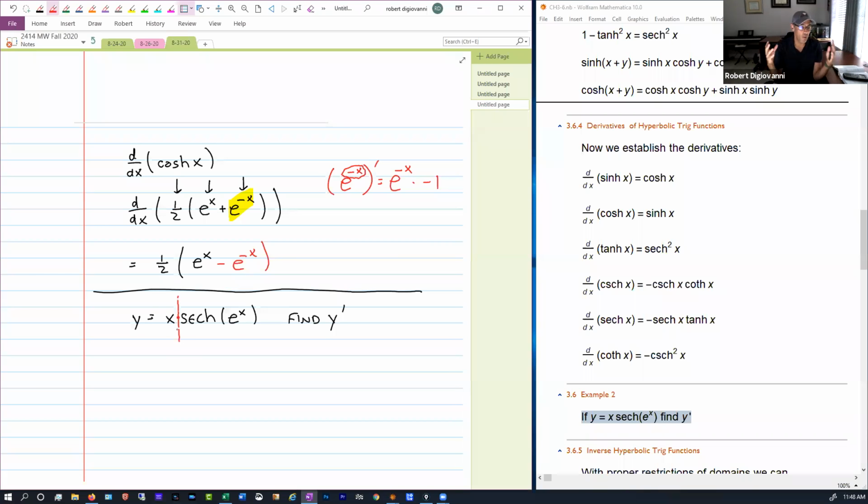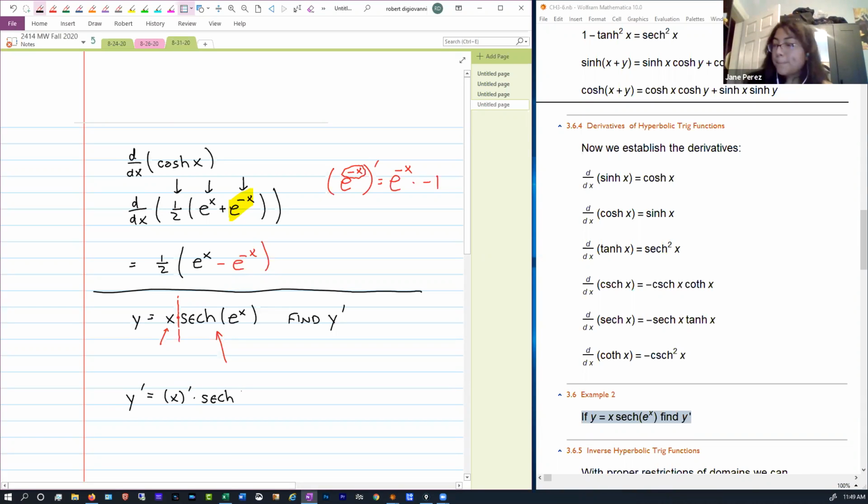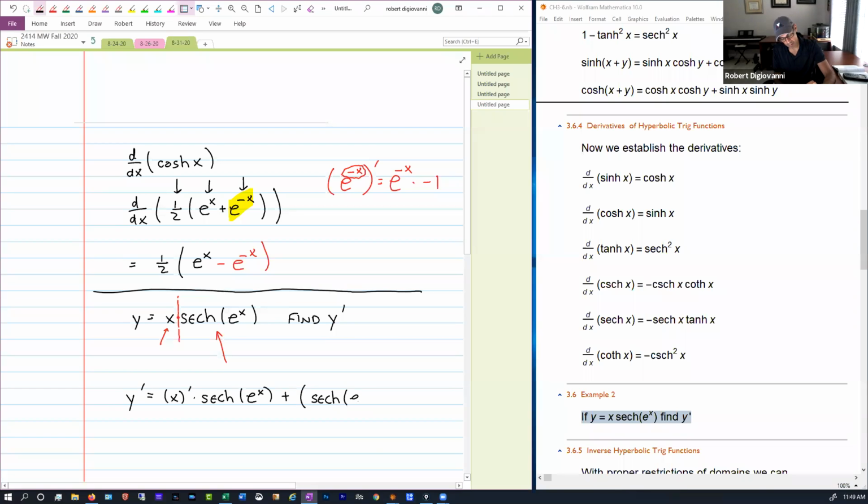Now, within that product, one of these is going to be easy to differentiate, the x. The other part over here is a chain rule. That's your composition, secant hyperbolic of e to the x. So that's a chain rule, but the chain rule lives inside of a product rule you have to do. So let's try and crank this out. We're going to take the derivative of the x times the secant hyperbolic of e to the x, plus the derivative of secant hyperbolic of e to the x times x. Okay, so that's your product rule. Now the first one is just, the derivative of x is 1.